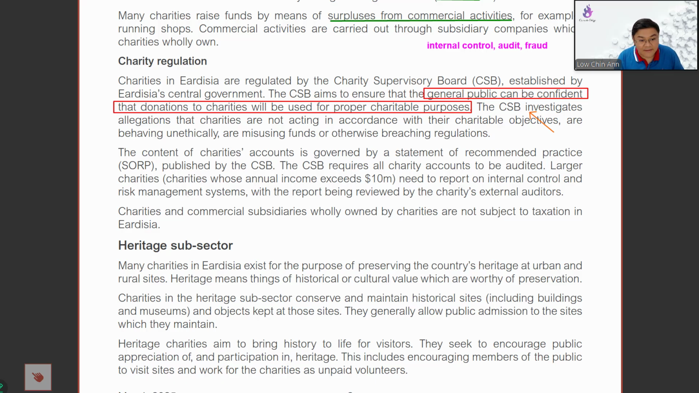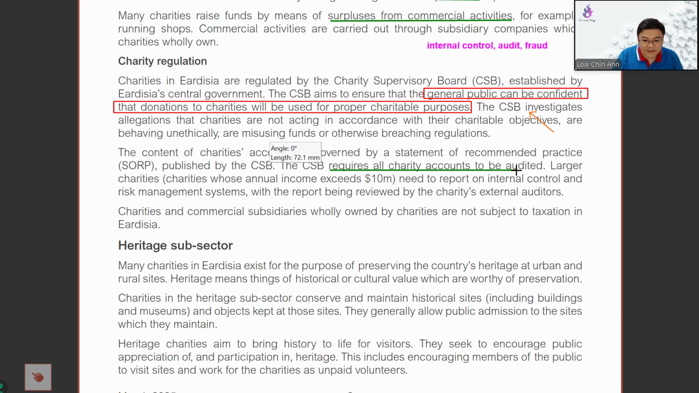Okay, now again, like I say, we don't know what's in the question, we're just trying to speculate, but in my mind we're just trying to get ready, so if they ask, I can have something in my mind. The content of charities' accounts is governed by the Statement of Recommended Practice, SORP, published by the CSB. They require all charities' accounts to be audited.